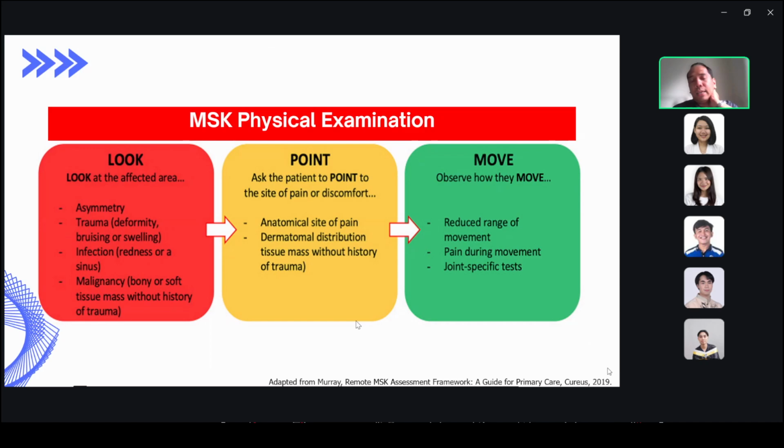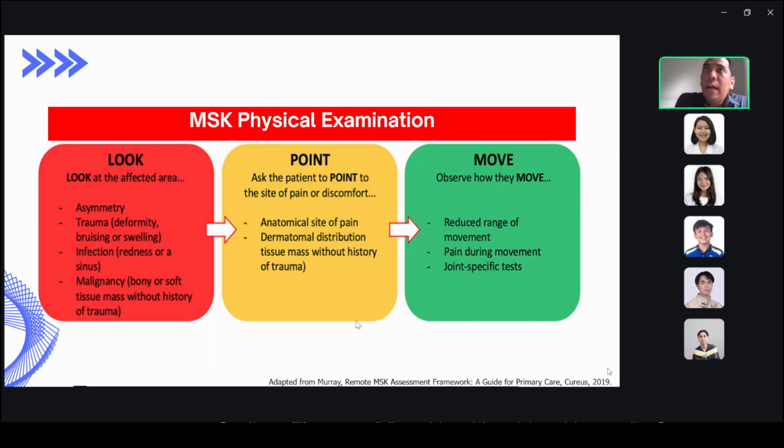So look at the neck, check for the symmetry, trauma, deformity, bruising or swelling. Check for the presence of inflammation, redness or sinus. Then malignancy, if there is any bony or soft tissue mass without history of trauma. Then ask them to point to where the affected part is, no? Anatomical site of pain, dermatomal distribution, if any, like the dermatome levels that I showed earlier.